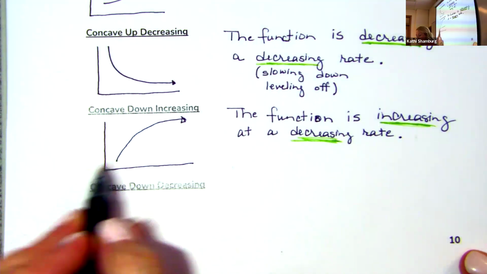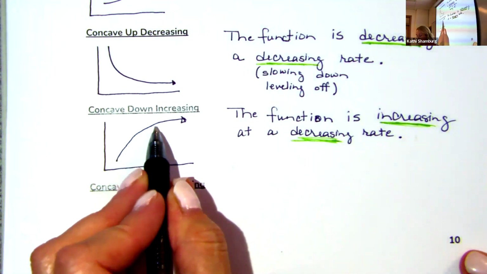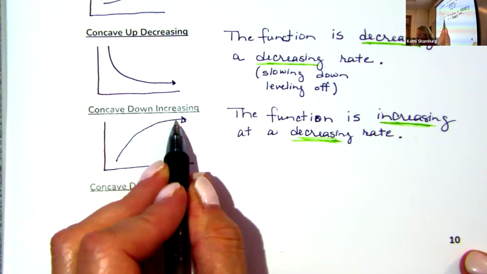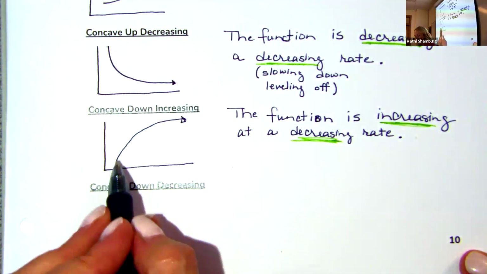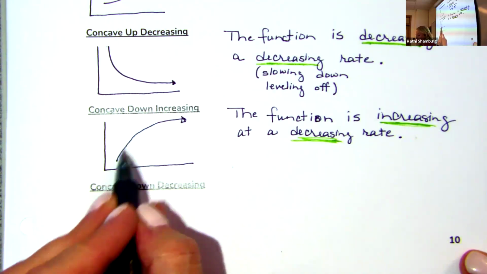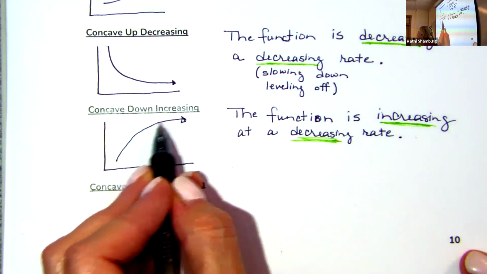So like if we were talking about money, I'm making a lot of money and then say I hit $1,000, well then it starts slowing down. So I'm still making money, but not as fast. From here to here, I was making money really fast, but here it starts slowing down.